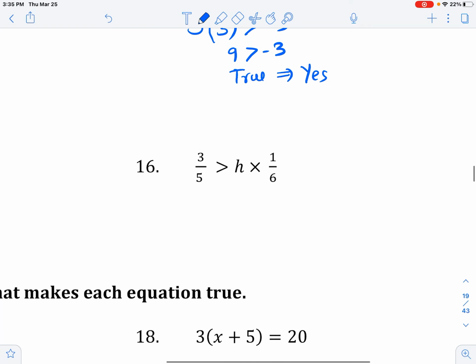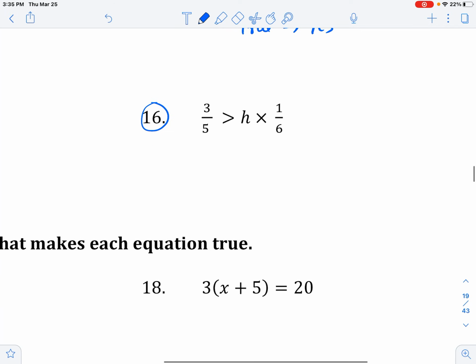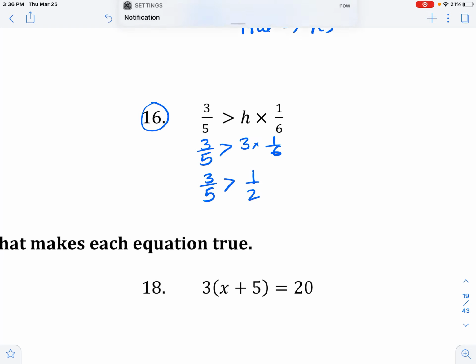Let's try 16. That looks interesting. If I plug in h is 3, so 3 over 5 is greater than 3 times 1 over 6. 3 over 5 is greater than 1 over 2. And 3/5, just think about what it is. It is 0.6, and that is 0.5, and that's true. True means yes, that's a solution.